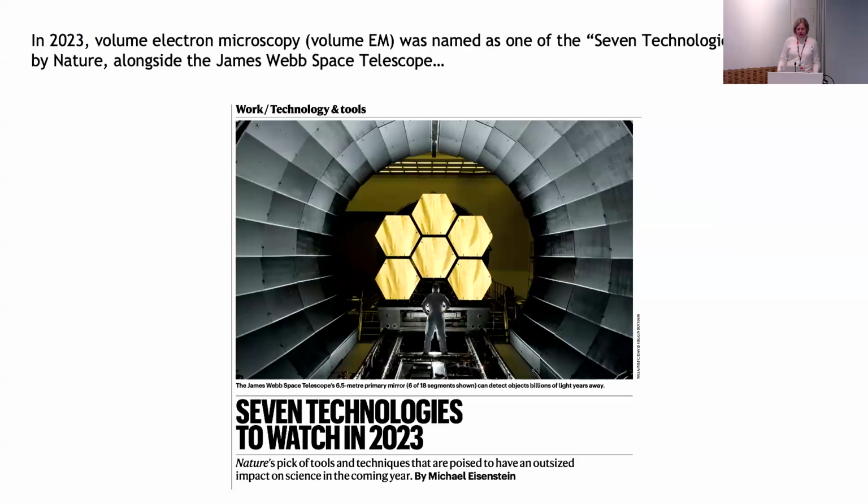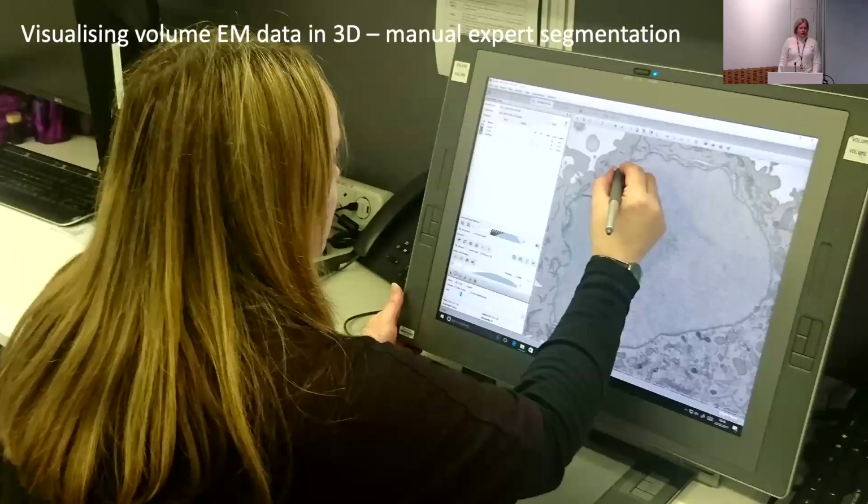So in 2023, whole-organism EM was named as one of the 7 technologies to watch by Nature, alongside the James Webb Space Telescope, high precision radiocarbon dating, and advances in CRISPR. So all of that's very exciting. You have these big labs that are mapping brains, and then you have many of our smaller facilities like at the Crick, which are answering tens of big research projects on the smaller scale every year. And a lot of us are still doing this, and it's just not sustainable.